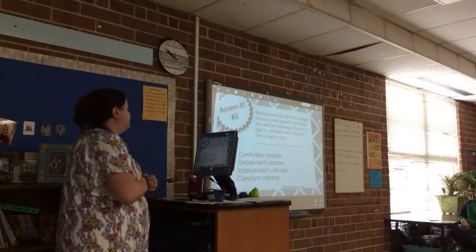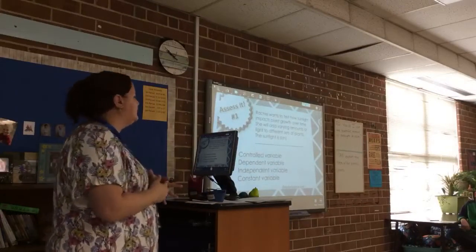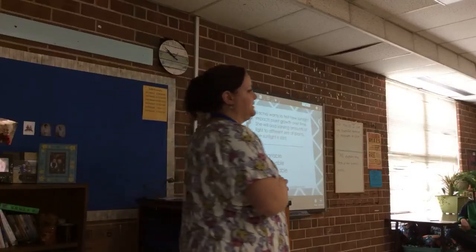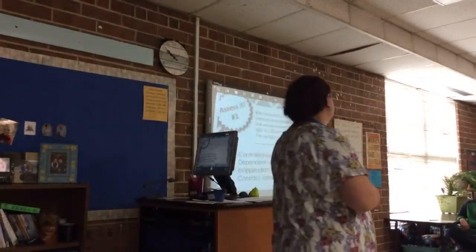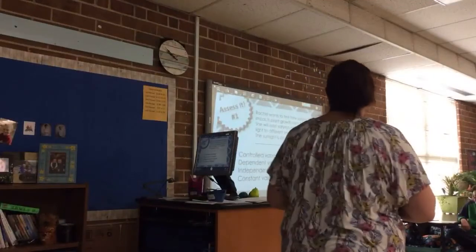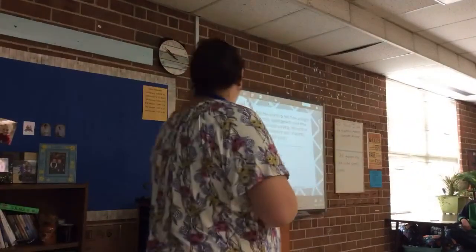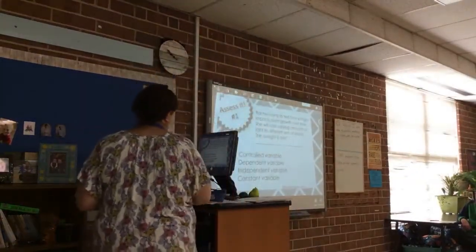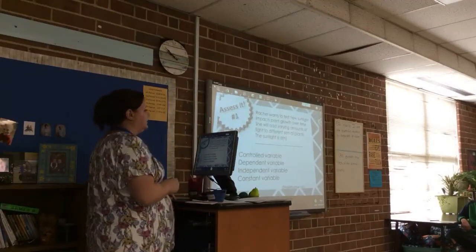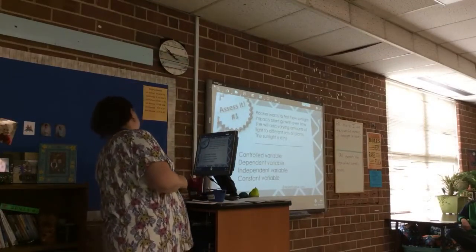Number 1, Rachel wants to test how sunlight impacts plant growth over time. This sounds a little bit like what we talked about yesterday. She will add varying amounts of light to different plants. The sunlight is a what? First up is Andrew. Sunlight is a what? He says D, constant variable.